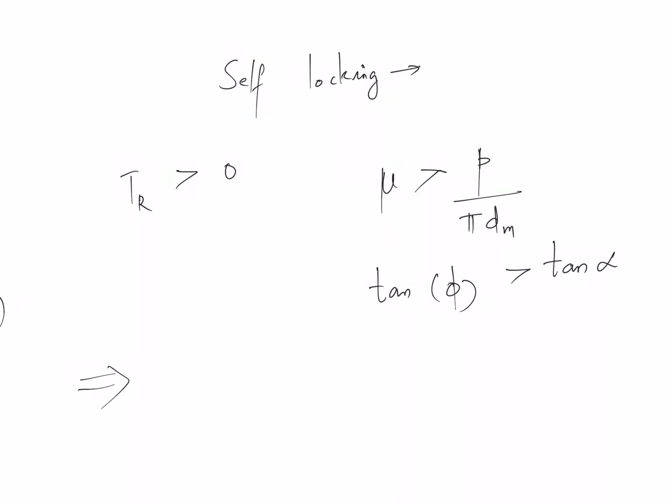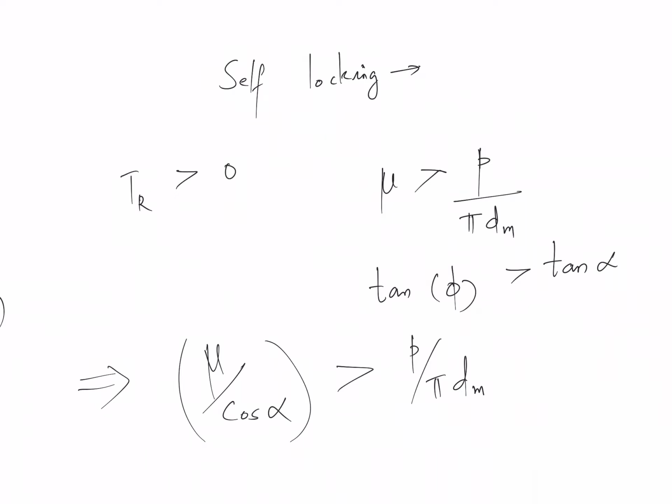But when you come to an Acme thread, I told you it is as good as replacing the coefficient of friction with mu divided by cos alpha. Because of the wedge action, there is an increased friction at the interface, and this should be greater than P divided by pi dm. Again, all these things are known to you. The coefficient of friction we assumed, cos alpha is known to you, pitch is known to you, the mean diameter is known to you. Mean diameter is equal to your pitch diameter also. So you can plug in all these values and check whether the screw is self-locking or not.